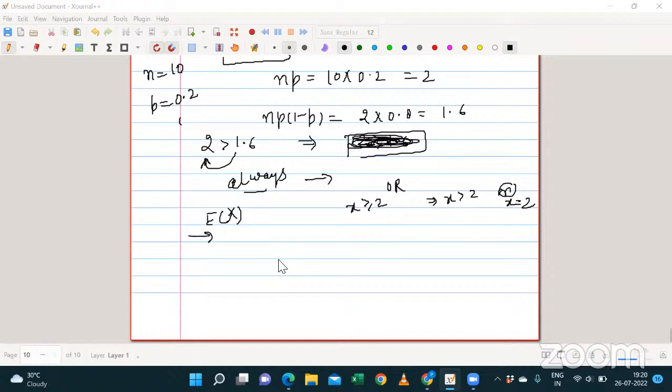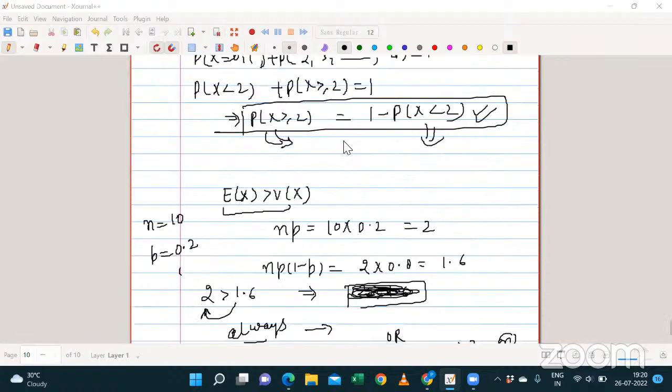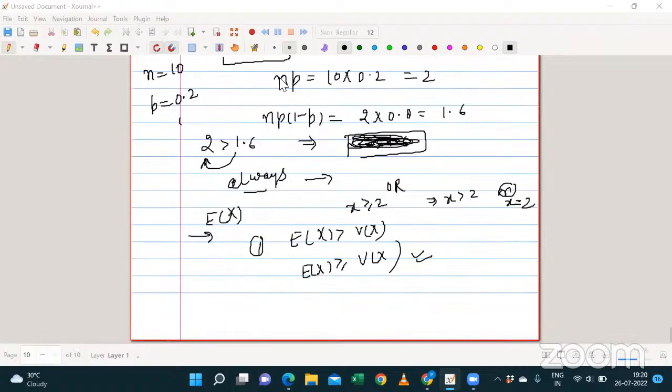There were two options, right? One was E of x is greater than V of x, and the other was E of x is greater than or equal to V of x. The difference between them is, for the first to be true, only if it is greater, that is sufficient. For the second to be true, both do not have to be true. Even if it is greater, it is true. Yes, sir. We got your point.